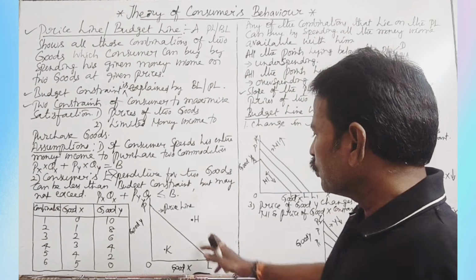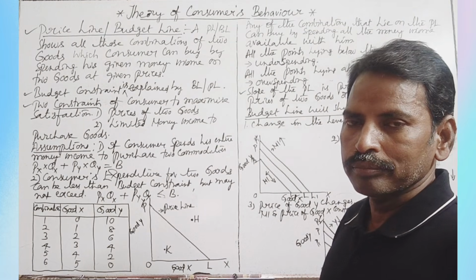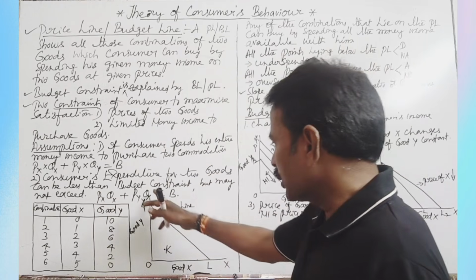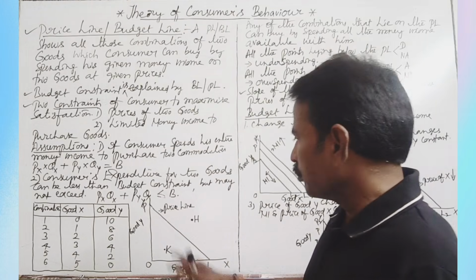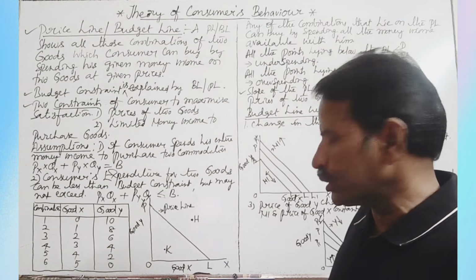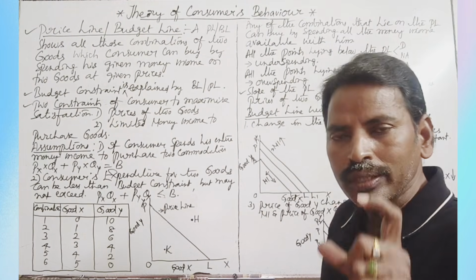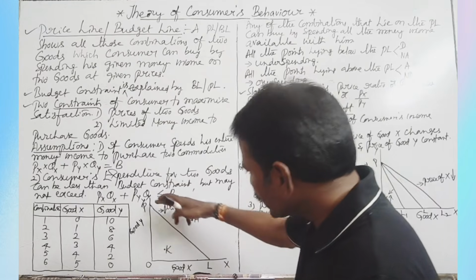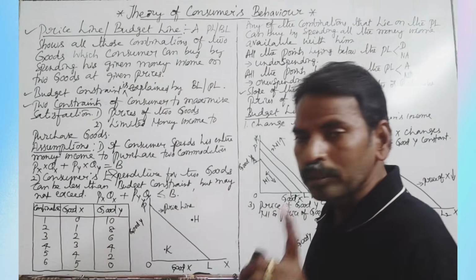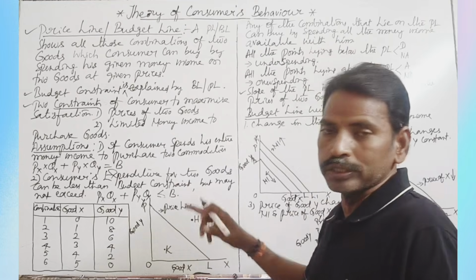Based on that, we can draw the price line. So draw an L shape, mark Y, O, X. Good Y is measured on the Y axis. Good X is measured on the X axis. This is the price line. PL is the price line. This is called the price line.